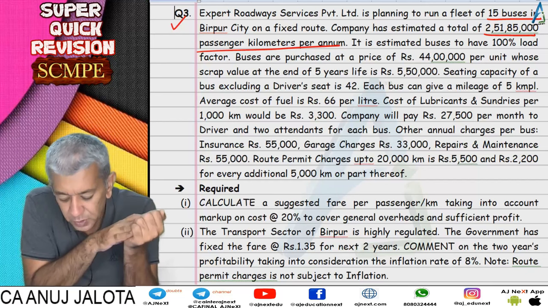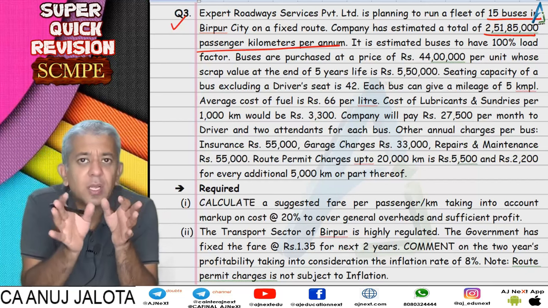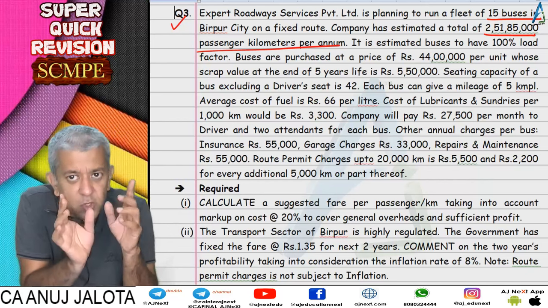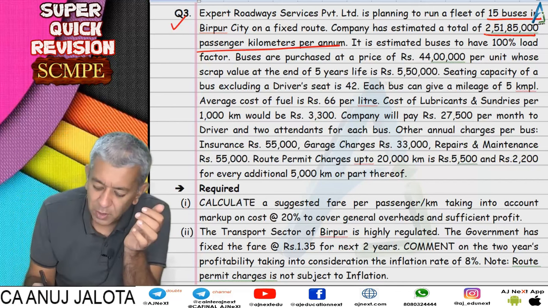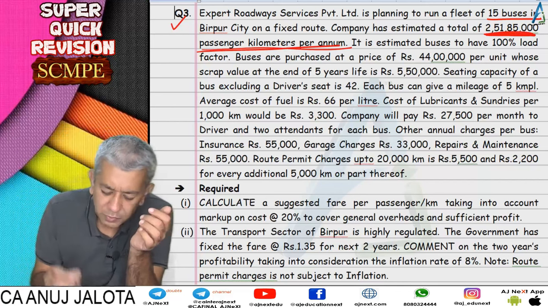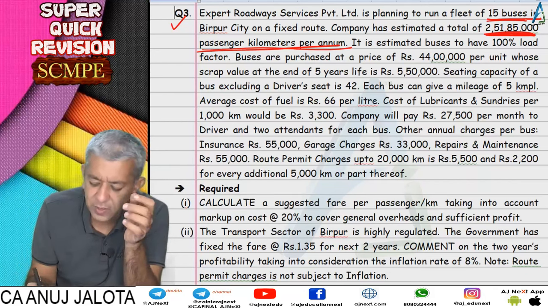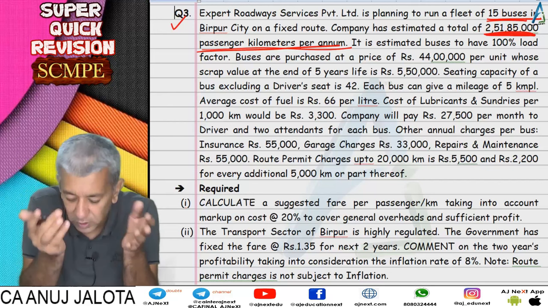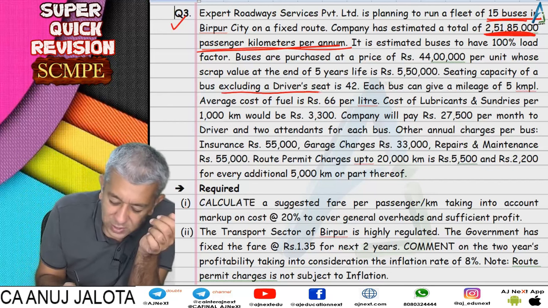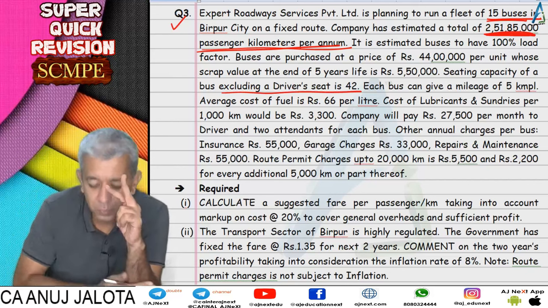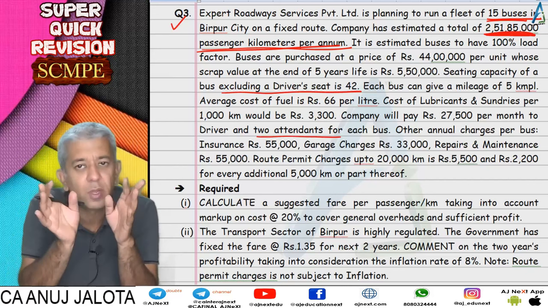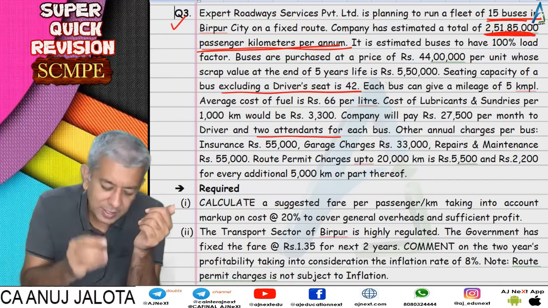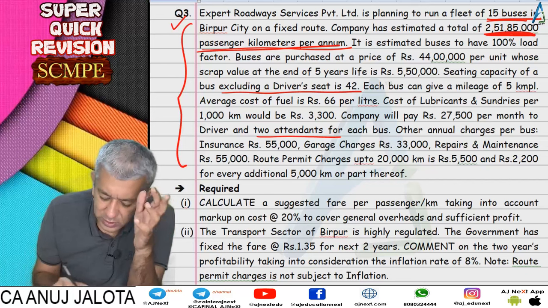So then what did we do? Now, we wanted number of kilometers per bus per annum to solve our first part. So therefore, these are number of passenger kilometers for the entire year. We divided by 15, this will give us per bus, and then we divided by number of 40 occupied seats. How did 40 come? Total number of seats excluding the driver's seat was 42, but there were supposed to be two attendants in each bus. So therefore, number of people were 40. That calculation was very important in this question. Rest, in this case, you try to gather all these costs. Just be careful about this.